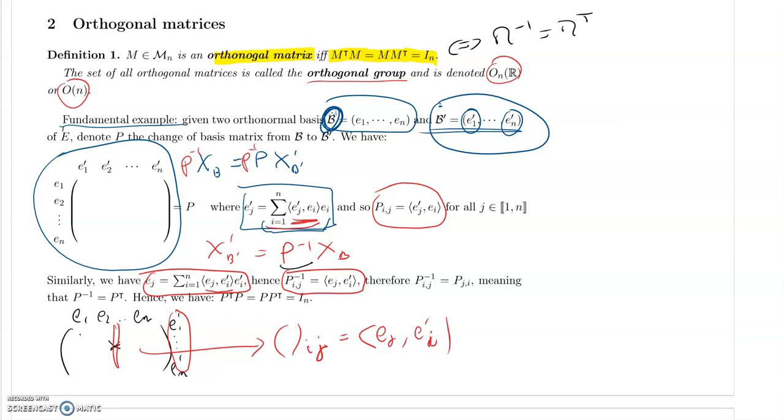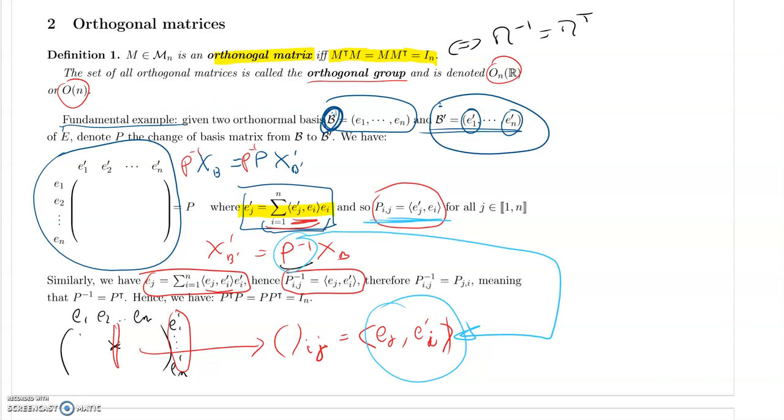Don't forget that this matrix is also P minus 1. And so very naturally we get that P minus 1 is actually the transpose of the previous one. And that works only when you have orthonormal bases, because only then can you write this kind of decomposition, where the expression of a vector in that basis is given by the sum of the inner products times the basis vectors. So that's a very fundamental example.